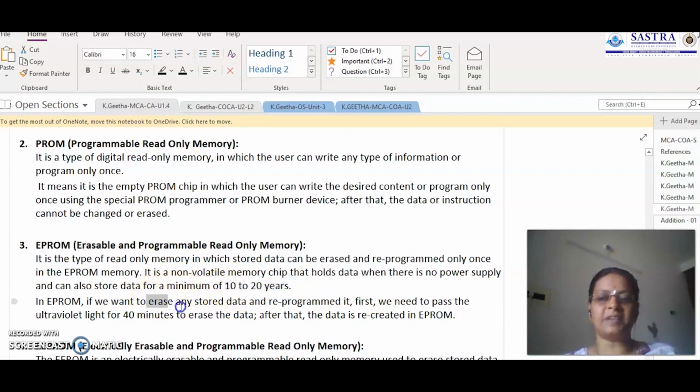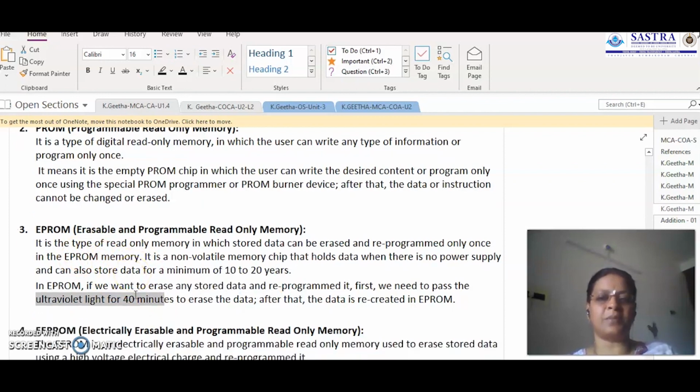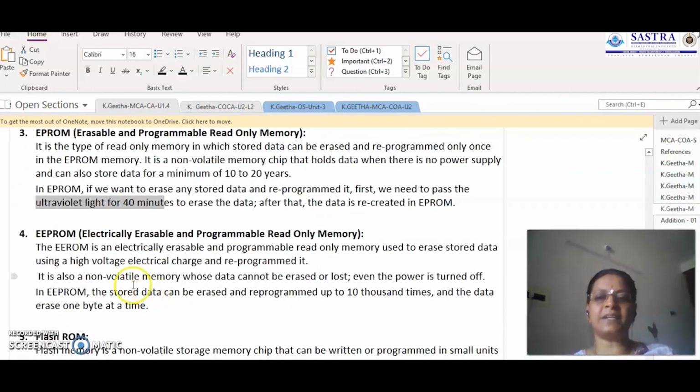And if you want to erase any stored data, we can also erase it, and we can also reprogram it with new information we pass on. So for erasing the content, we will just pass this chip under ultraviolet light for 40 minutes, so that the data stored in it will be fully lost. And once it is lost, we can program it again by loading fresh data into that memory.